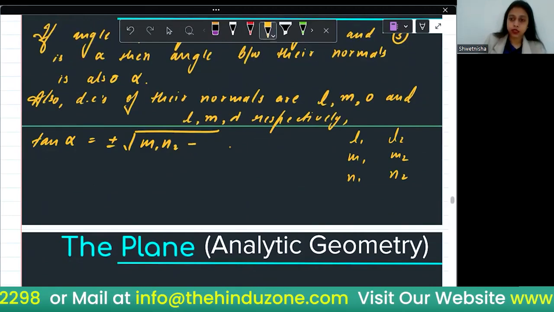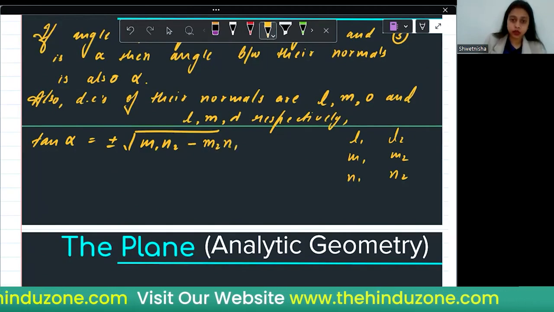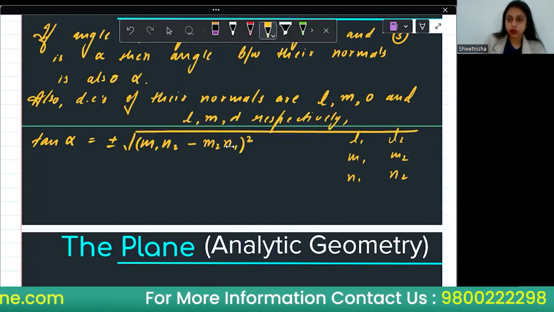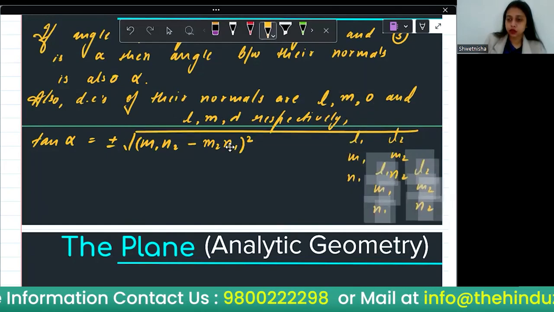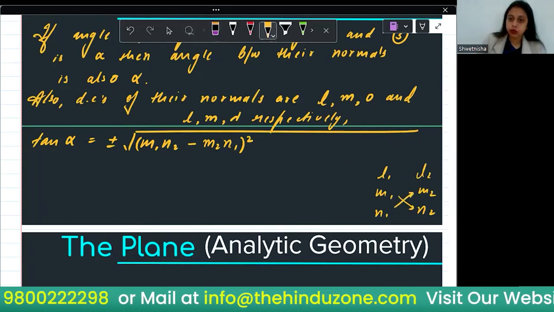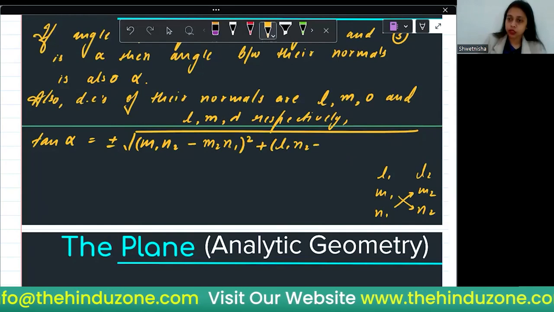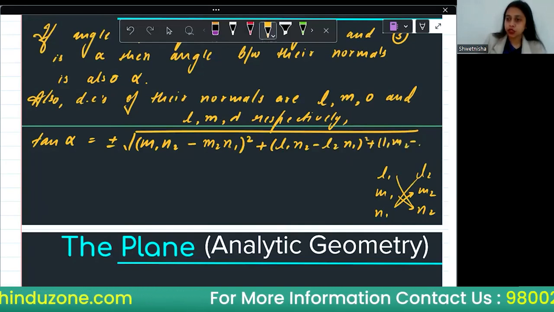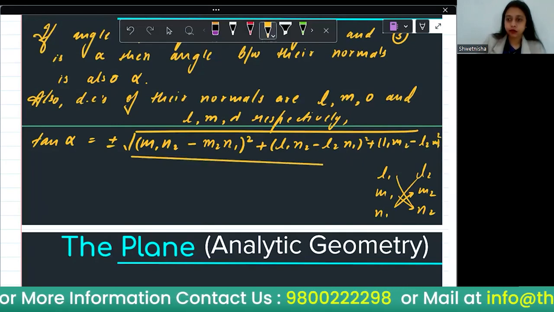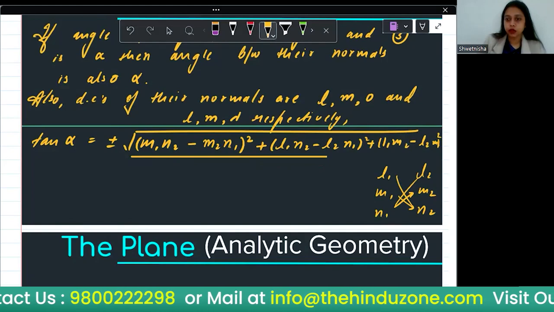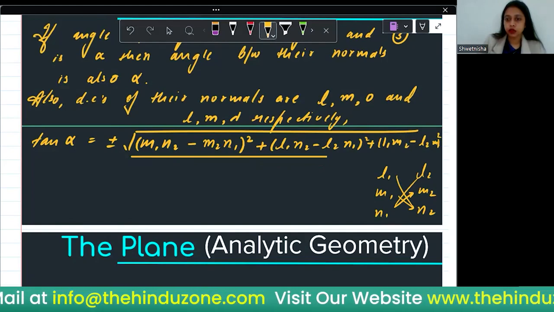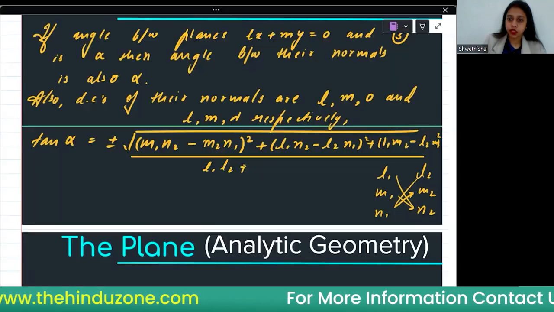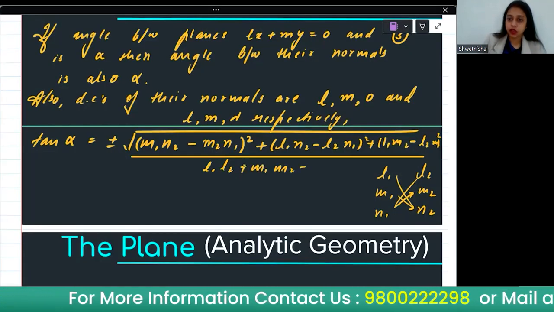M1 M2 minus M2 N1, this whole square, plus. So right now what we have done is this multiplied by minus this, plus then for L1 N2 minus L2 N1, this and this, and the last one is L1 N2 minus L2 N1 whole square, divided by L1 L2 plus M1 M2 plus N1 N2.